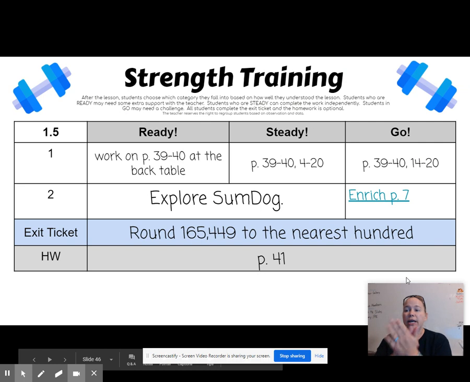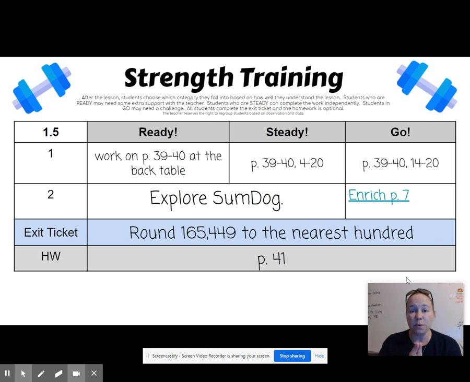Okay. So remember, if you're in the ready group, you're going to join me back on the conference call. If you're in the steady group, you're going to go and do your work on your own. These assignments are in Schoology. And if you're in the go group, you're going to do this go assignment. If you need another moment to look at this assignment, you can click pause. But if you're going in the go group, you're going to do this workbook assignment and then enrichment page 7. And then make sure you do your exit ticket.